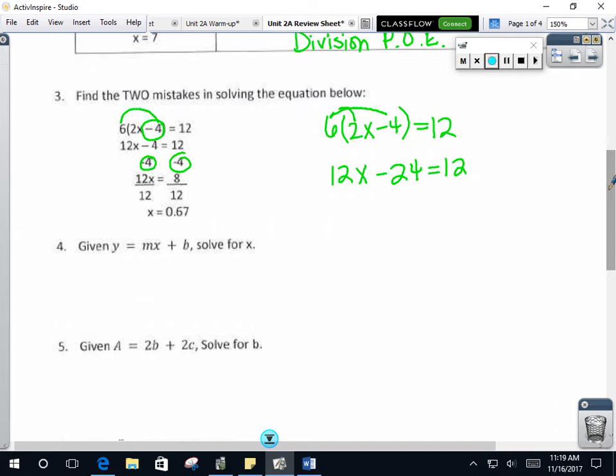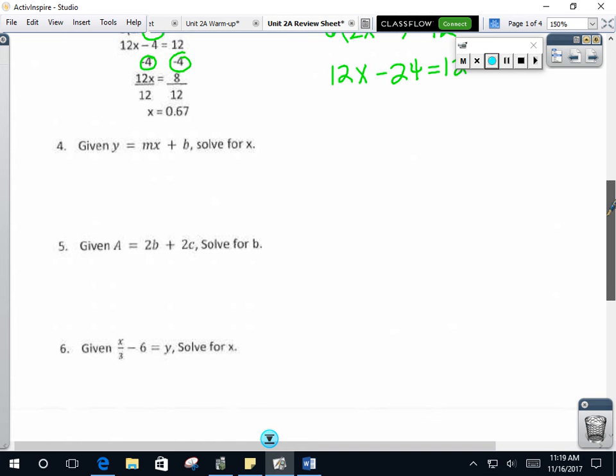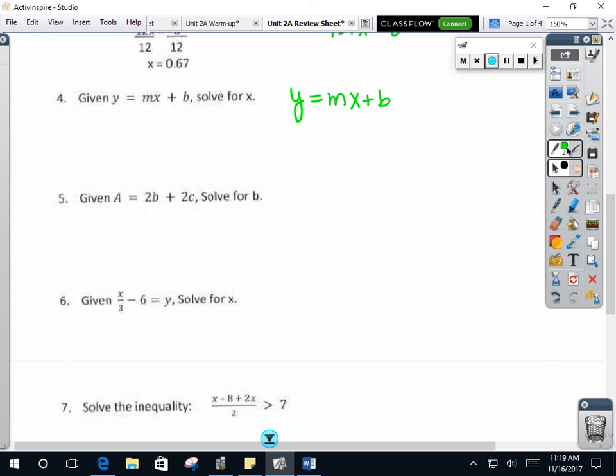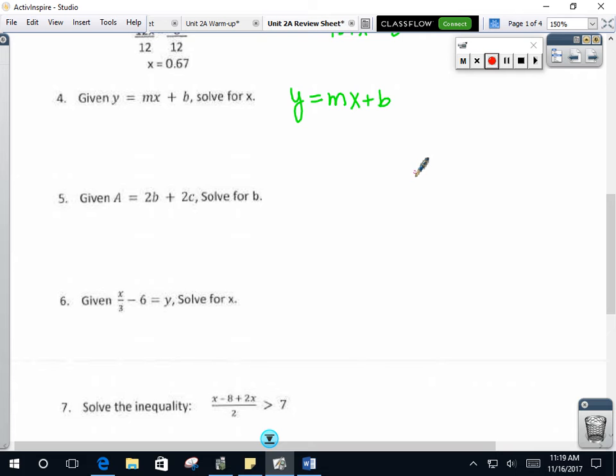All right, number 4. Given the equation y equals mx plus b, solve for x. So they just want you to get the x by itself. What do I do first? Not quite yet. What do I subtract, the b first? Okay, so first I'm doing the subtraction property of equality. The b minus b cancels on this side. On the left, you can't actually subtract that, so just rewrite it.